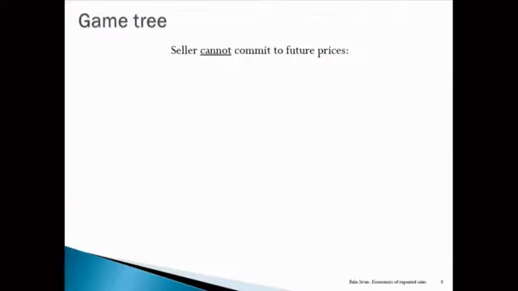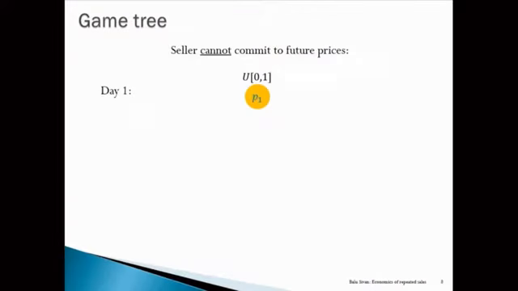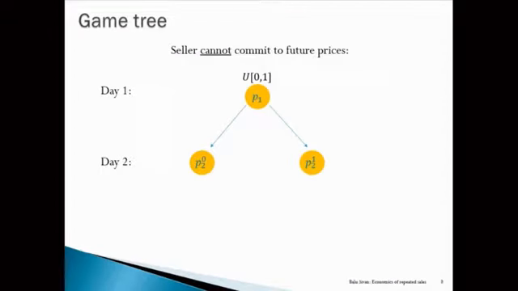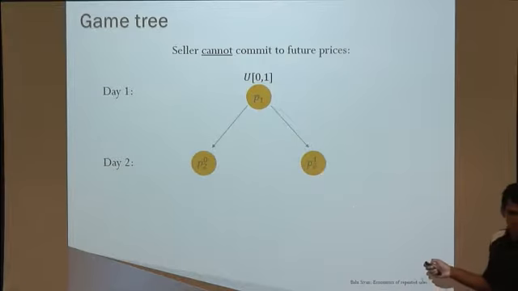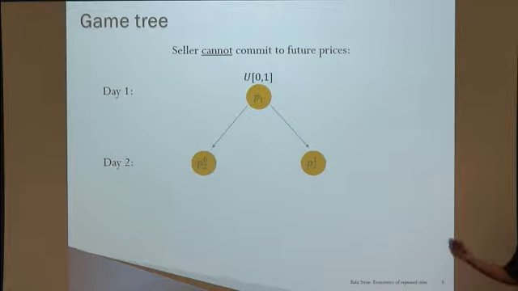So to get a sense of what's going on in this, let's begin with 2 rounds and play and see what happens. So again, the seller cannot commit to future prices. So on the first day, let's say he puts a price of P1, okay? And on the second day, so this is my notation, the subscript is the day, and 0 means that the buyer rejected on the first day, and 1 means he accepted, right? So the game tree.